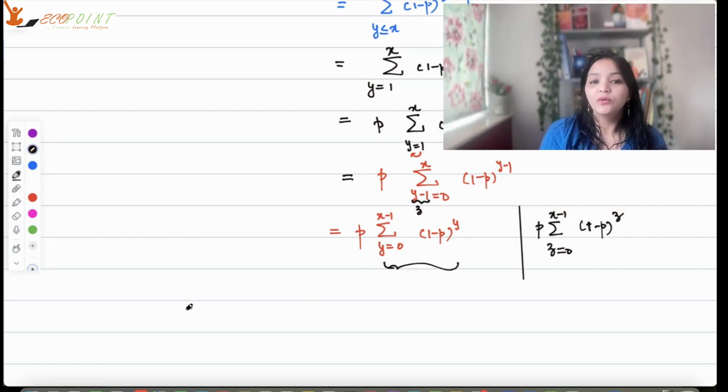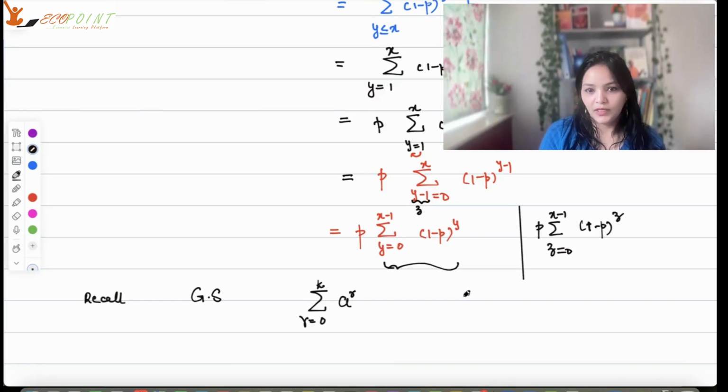Okay. So you will have to recall the geometric series. What is a finite sum in a geometric series? So we know that the summation of a to the power r, where r goes from 0 to say k, is equal to 1 minus, now how many terms are there? Since r is going from 0 to k, that means in total k plus 1 terms are there. So 1 minus a to the power k plus 1, upon 1 minus a.